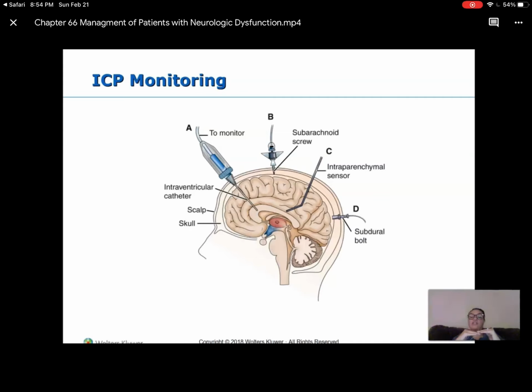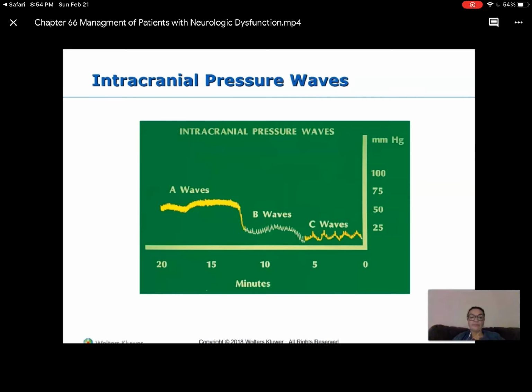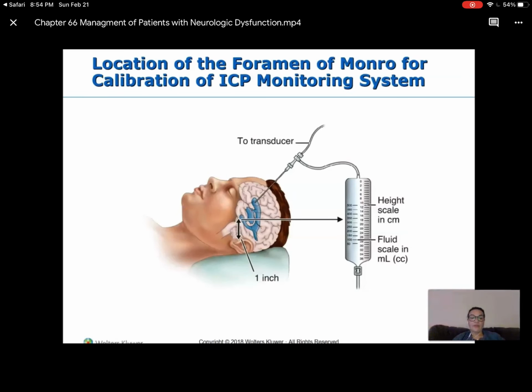So you are choosing now to put this patient at risk for infection to monitor ICP. You have to. This is life-threatening as well. There's cause and effect for every decision that is made for a critical patient. This is just a sign of intracranial waves. All right, so here's your ICP monitor. It has a transducer here, okay? It has a level here.